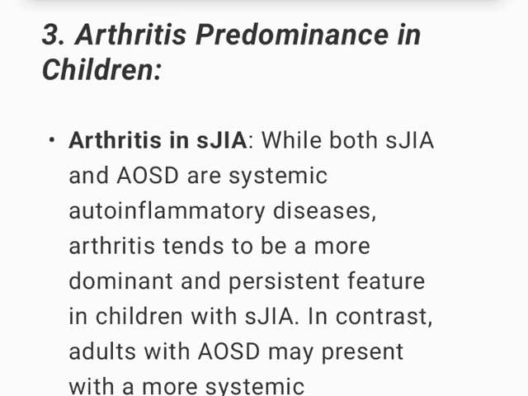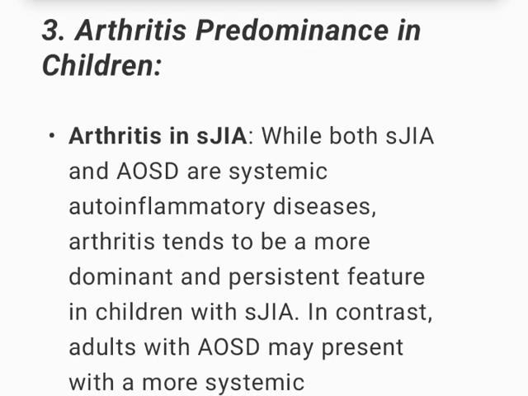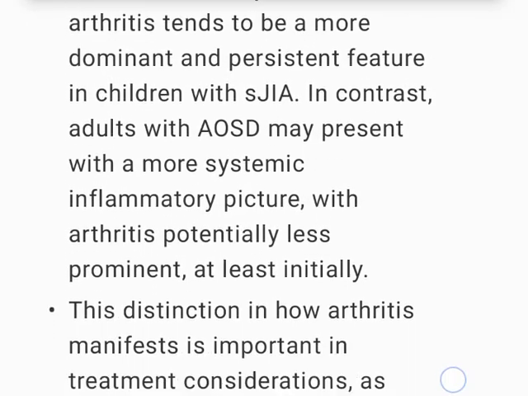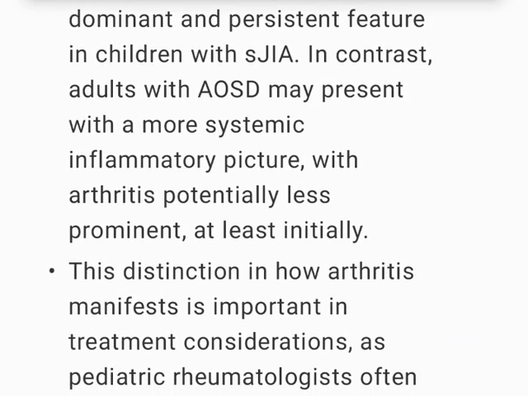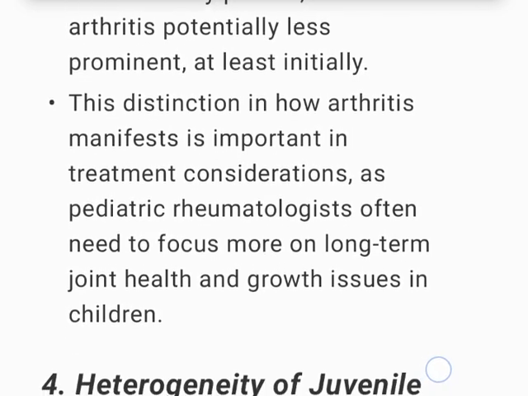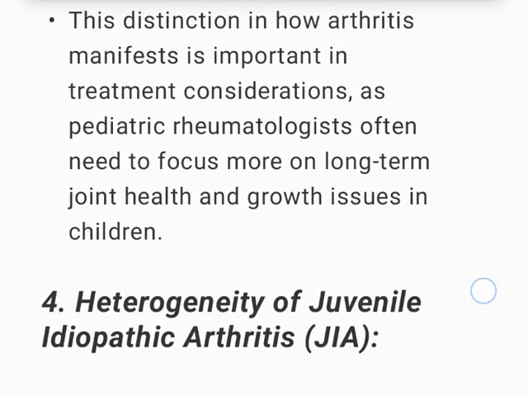3. Arthritis predominance in children. Arthritis in SJIA. While both SJIA and AOSD are systemic autoinflammatory diseases, arthritis tends to be a more dominant and persistent feature in children with SJIA. In contrast, adults with AOSD may present with a more systemic inflammatory picture, with arthritis potentially less prominent, at least initially. This distinction in how arthritis manifests is important in treatment considerations, as pediatric rheumatologists often need to focus more on long-term joint health and growth issues in children.